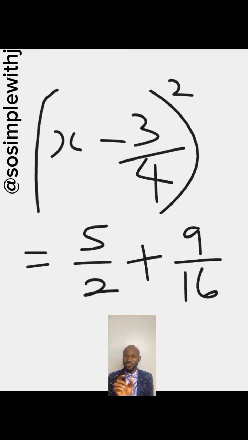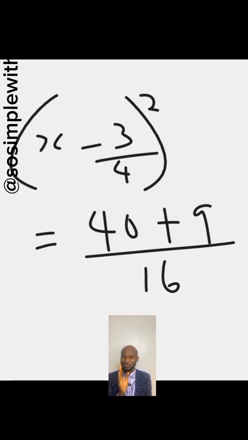8 times 5 will give you 40. Then you write your 40 down. Then you add that: 16 in 16 is 1, and 1 times the numerator, which is 9, is going to give you 9. So you have 40 plus 9 over your 16. It's that simple. So if you add your 40 plus 9, you're going to get 49 over 16. So the right hand side of your equation will now be 49 over 16. You've successfully solved it to that point.